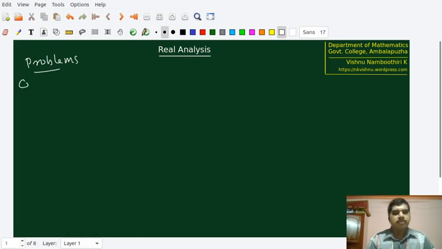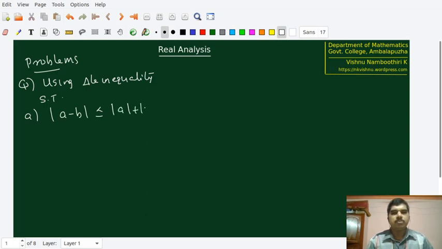Our first question is the following. Using triangle inequality, show that, first, modulus of a minus b is less than or equal to modulus of a plus modulus of b. And the second question is the following: modulus of mod a minus mod b is less than or equal to modulus of a minus b. These are the two problems that we want to solve now.